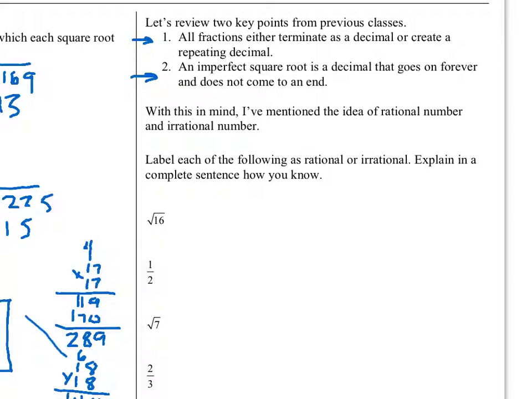Are fractions rational or irrational? What do you think? William? I think both. Okay, why do you think both? Maybe one fraction isn't and one fraction is. Okay. What do other people think?